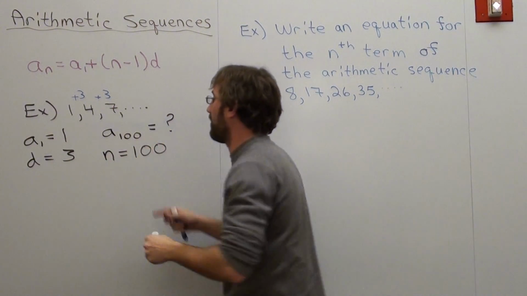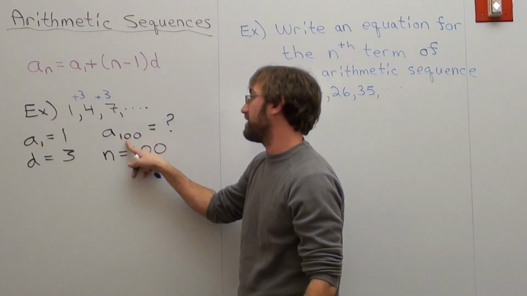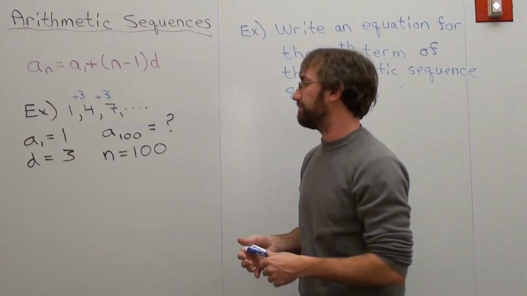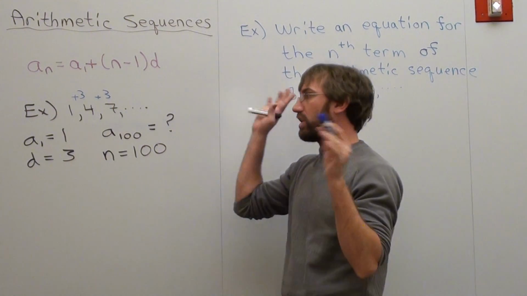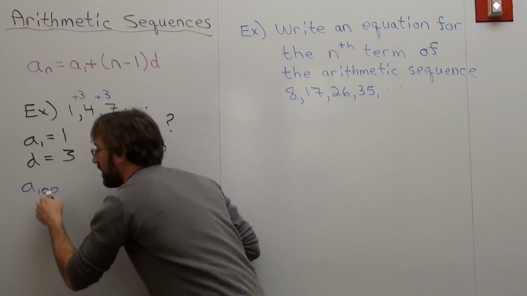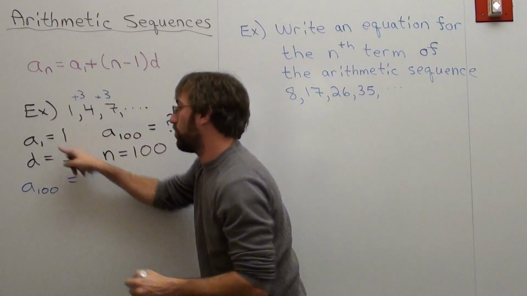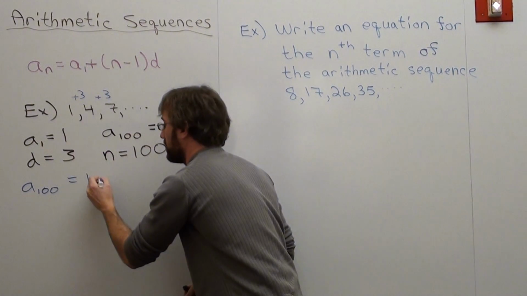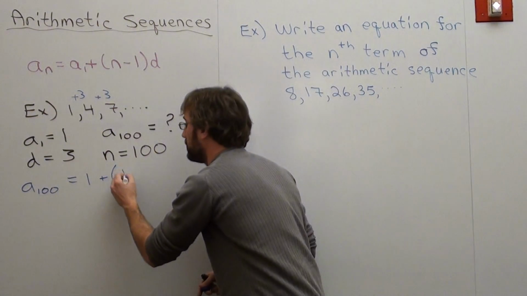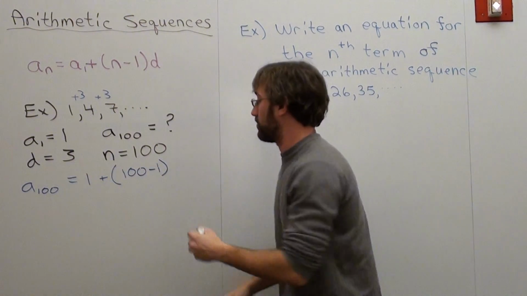Now this can change. Both of these can change. If I'm asking for the 90th term, it would be a sub 90, and my n would be equal to 90. So whatever you're actually asking for is the n. So using this whole construct that we have, my 100th term, which I don't know, is equal to my first term, which is 1, plus 100, which is n, subtract 1, times d, which is my common difference, which is 3.